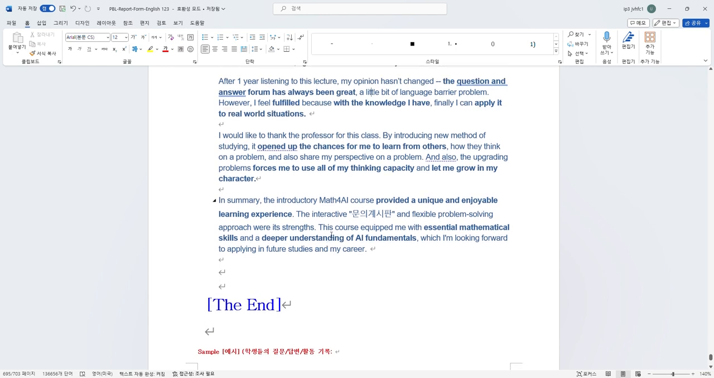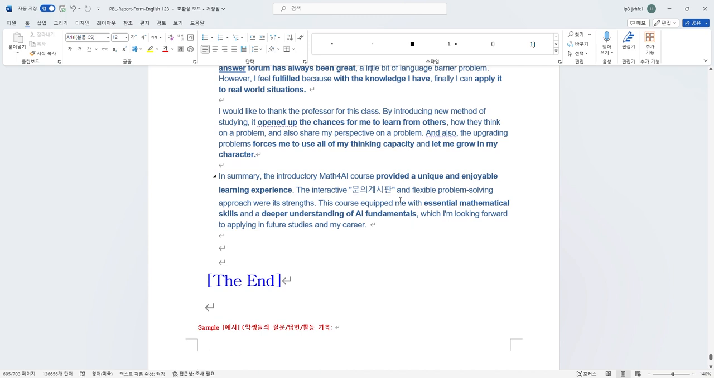In summary, the introductory Math4AI course provided a unique and enjoyable learning experience. The interactive Muni Kashipan and flexible problem-solving approaches were its strengths. This course equipped me with essential mathematical skills and a deeper understanding of AI fundamentals, which I'm looking forward to applying in future studies and my career.